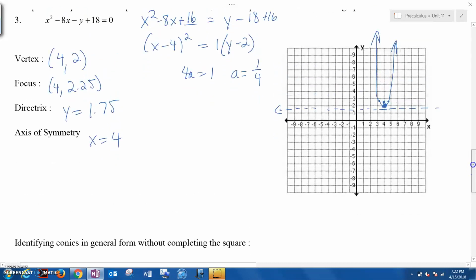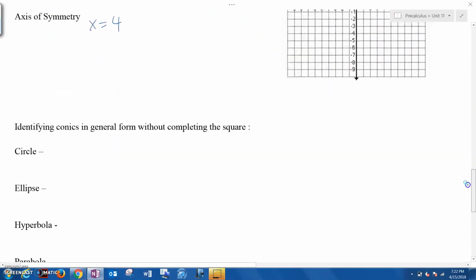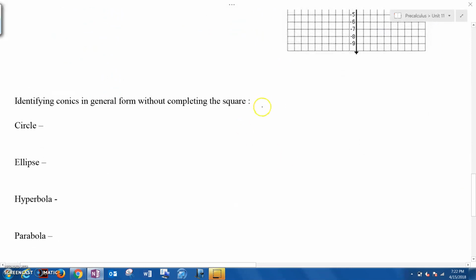So now here's the last thing we're going to talk about today, which is identifying a conic without completing the square. So first of all, just so you know, general form for conics is ax squared plus cy squared plus dx plus ey plus f equals 0. Some people ask me, where's b? Well, technically there is actually a bxy term, but we're not dealing with that. It doesn't really affect us, for what we're doing.